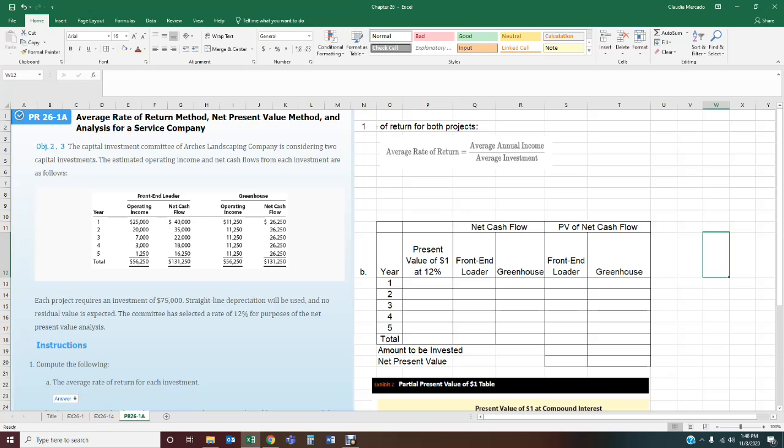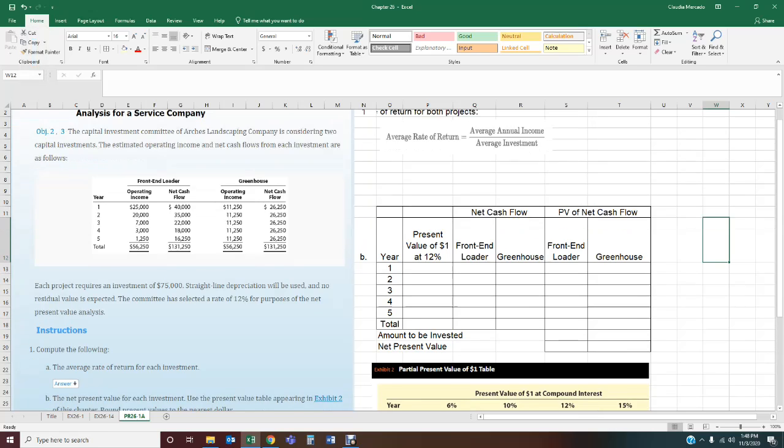Each project requires the same amount of investment. So you're going to invest $75,000. You're going to have operating income of $56,250 over the 5-year period, and you're going to have net cash flows of $131,250 for both projects. They're identical. We have the straight line depreciation that will be used, and no residual value is expected for either of the projects. The committee has selected a rate of return of 12% for purposes of the net present value analysis.